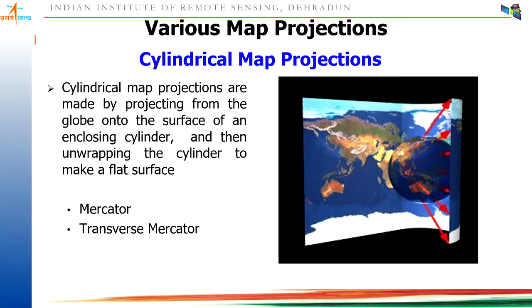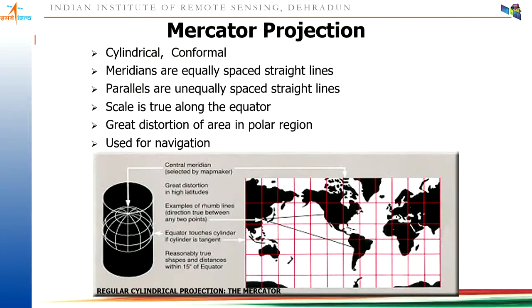The two important map projections under the cylindrical are the Mercator and the transverse Mercator. In Mercator, we are taking a cylindrical map projection on a cylinder, and it is conformal, where the shape will be preserved basically. So conformal, as I told you, means the shape will be preserved.